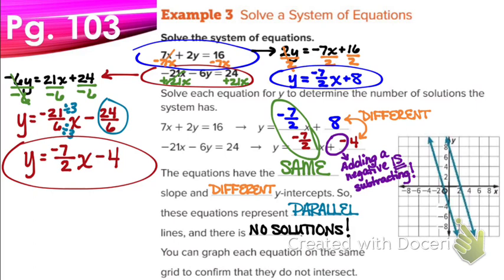What about if they cross like this? One solution, because they have one point that is the same between the two of them. Make sense? All right, we've got one last example that we're looking at today.